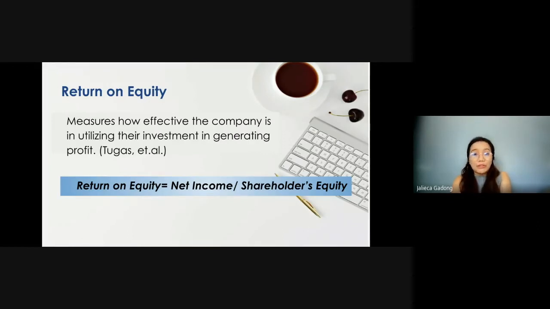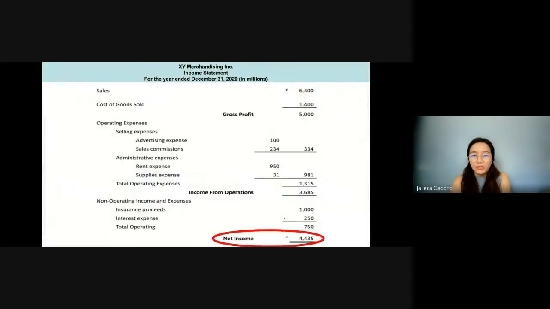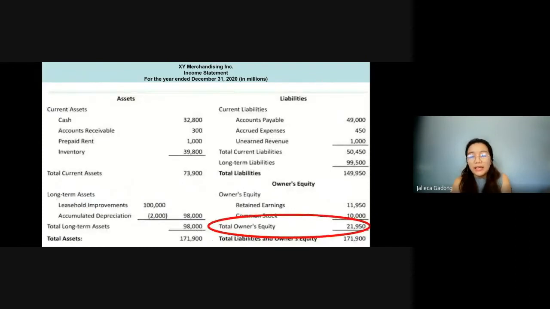Okay, so this time we're going to make use of the formula. Return on equity is equivalent to net income divided by shareholders' equity. So again, we're going to involve two types of accounts here. One account from the income statement, that is net income, and one account from the balance sheet, which is shareholders' equity. So net income, we get the value from the income statement, and the total owner's equity, we get it from the balance sheet.